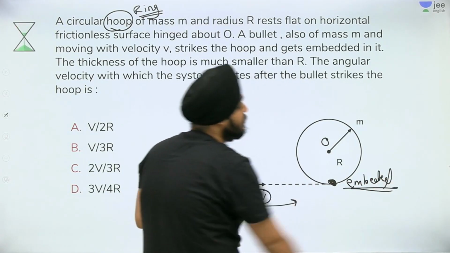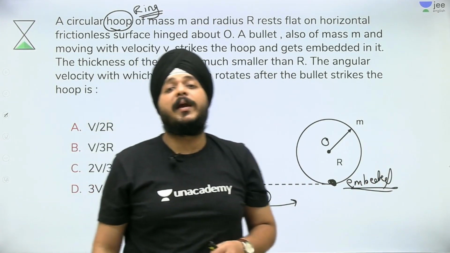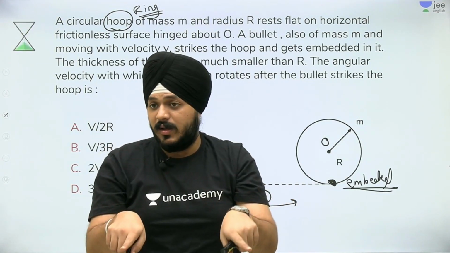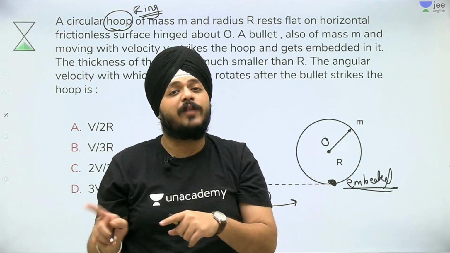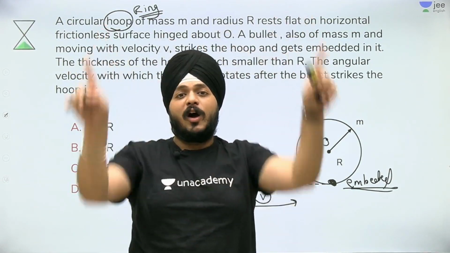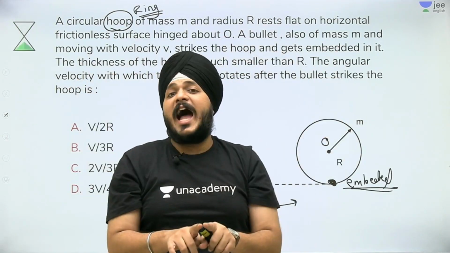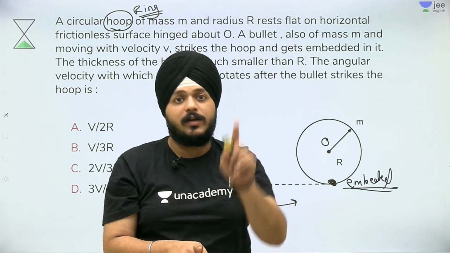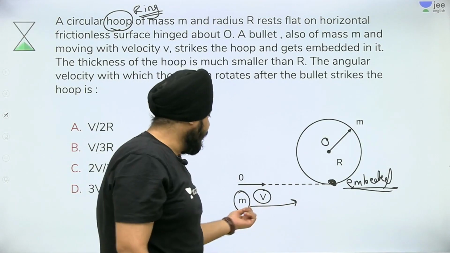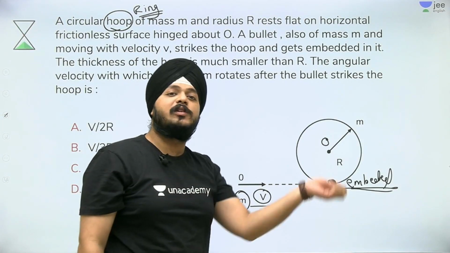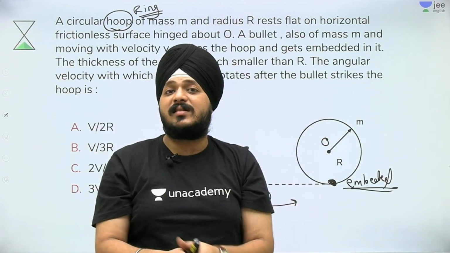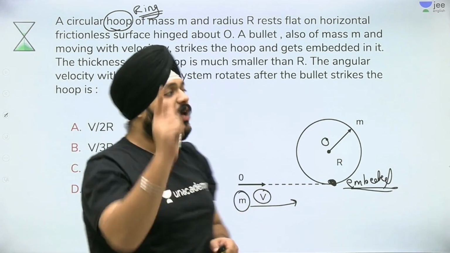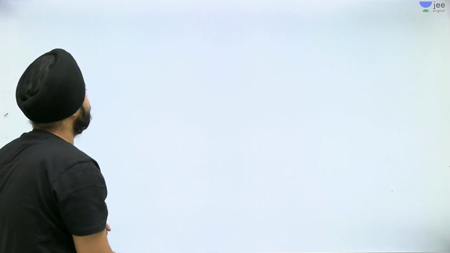So in this case, yes, the angular momentum of the system is conserved. Whenever I'm talking about the conservation of linear momentum and conservation of angular momentum, the entire system should be in front of us, right? Not an individual particle. Why? Because if we take an individual particle, then the velocity and angular velocity of that particle are going to change. But for the entire system, the momentum is conserved. So let us see the solution for this.